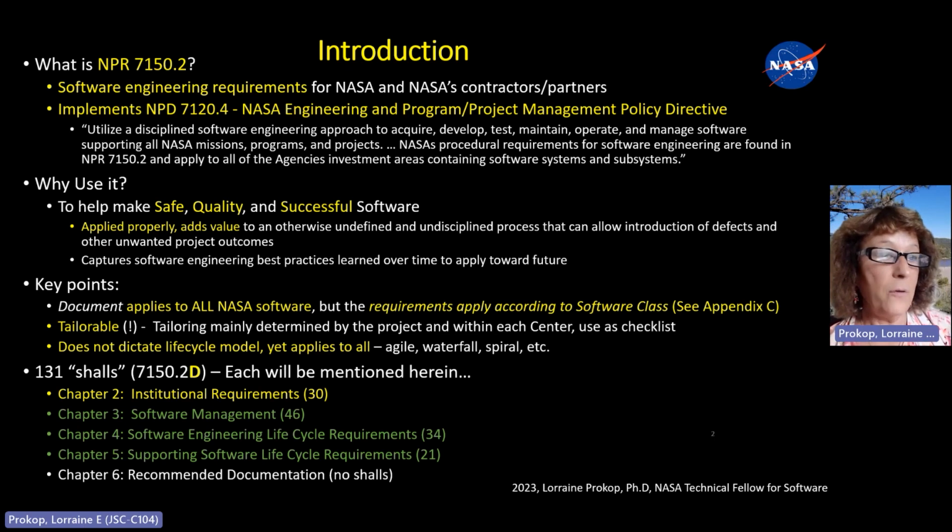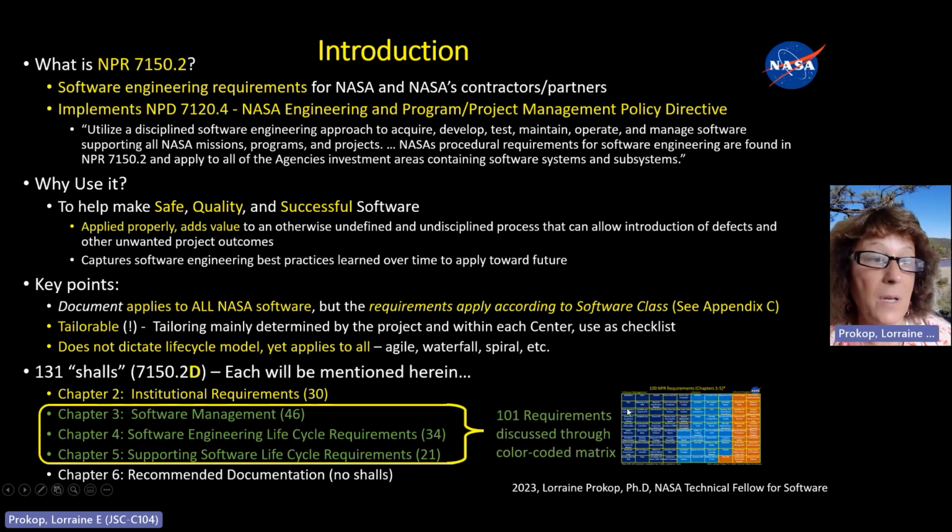So the document itself has chapters 2 through 6. Chapter 2 is 30 institutional requirements, which I'm going to go over, but really are not as much of the concern to the project. These are things that the organization or that NASA has to have in place to make software projects successful. I'll go through those.